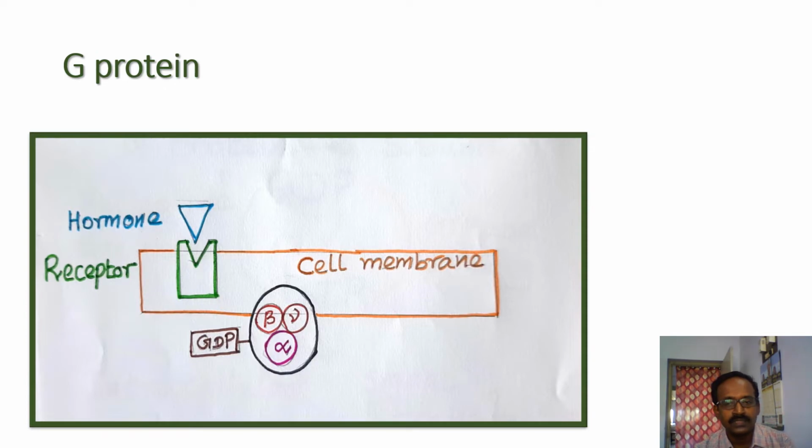See this diagram. When the hormone is not attached to the receptor, all the subunits in the large G protein, alpha, beta, gamma, are united, attached to each other.